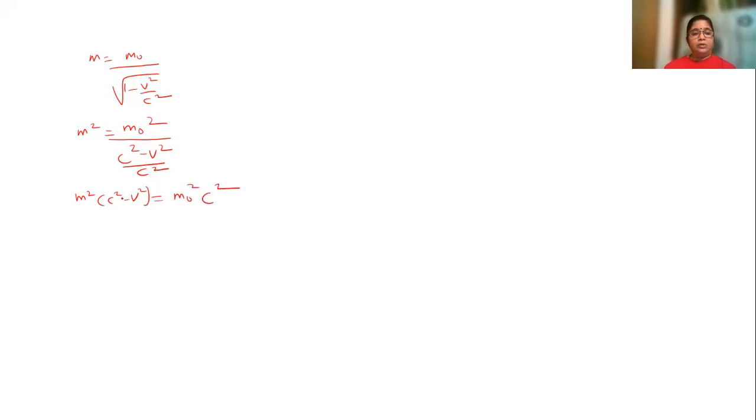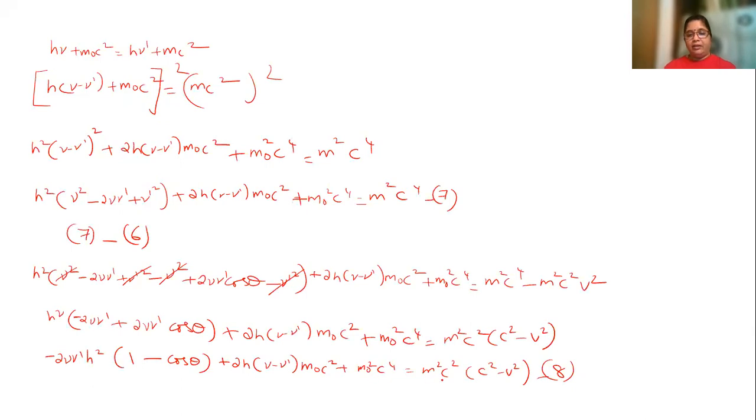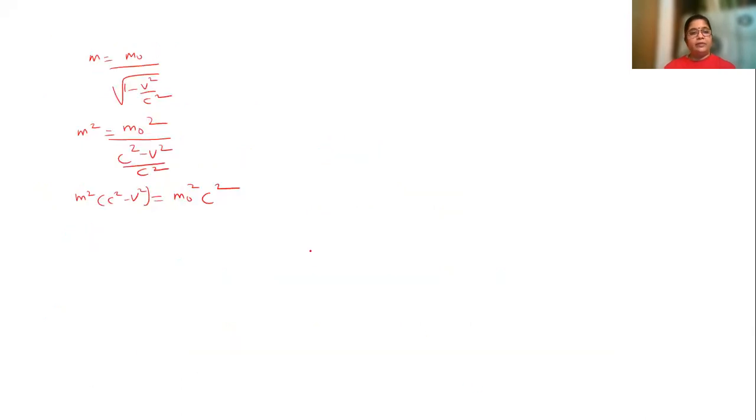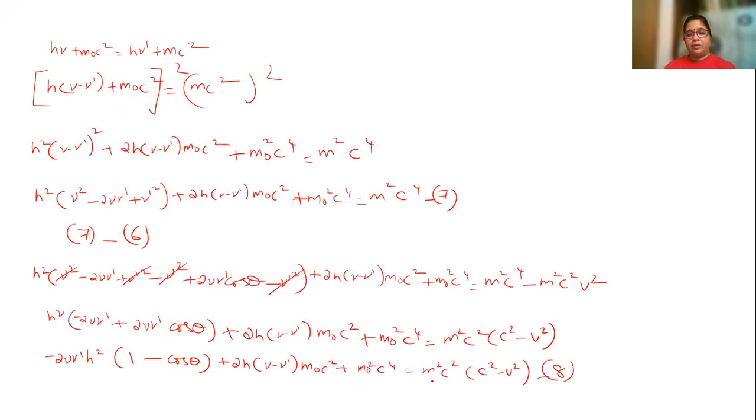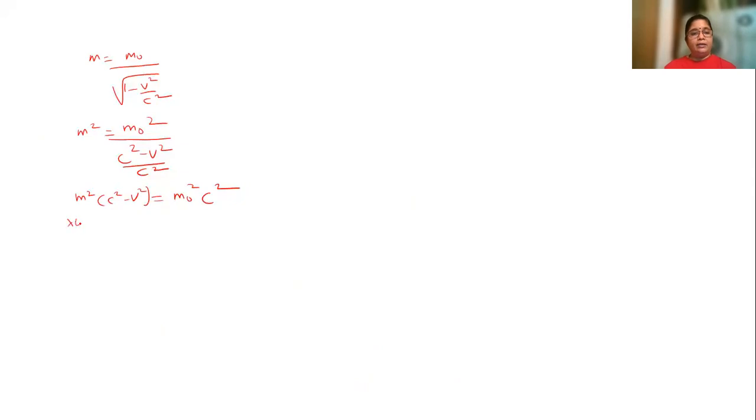Rearranging this. So now look at this equation. On the right hand side, I have m naught square c square. Here I have m square into (c square minus v square). So the difference is a c square. So let us multiply by c square. So what will you get? m square c square into (c square minus v square) is equal to m naught square c power 4. I am multiplying the entire equation by c square. So this would be our equation 9.